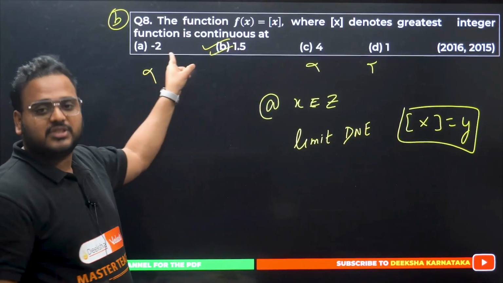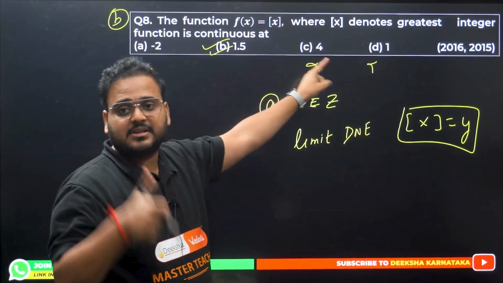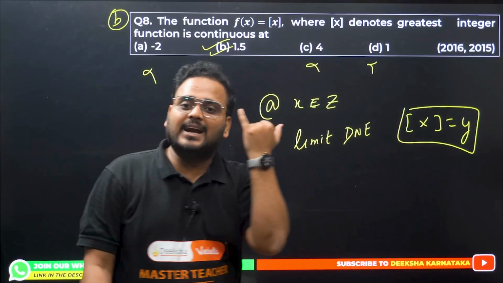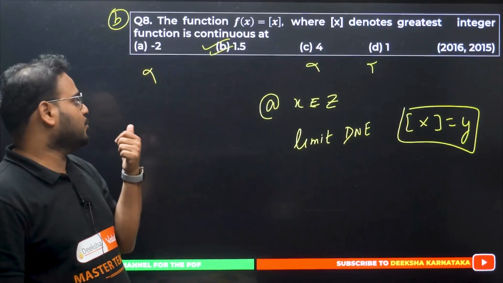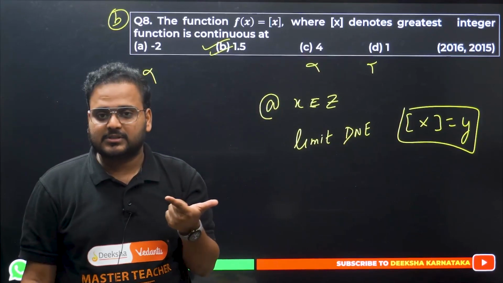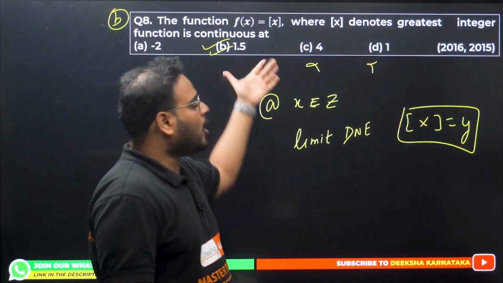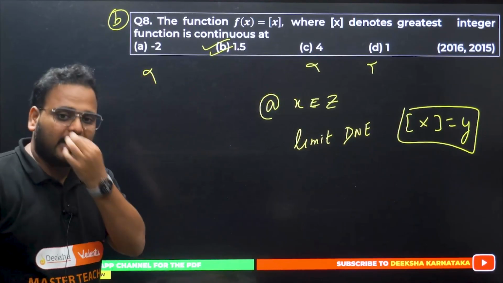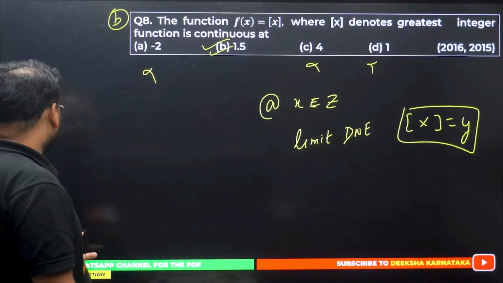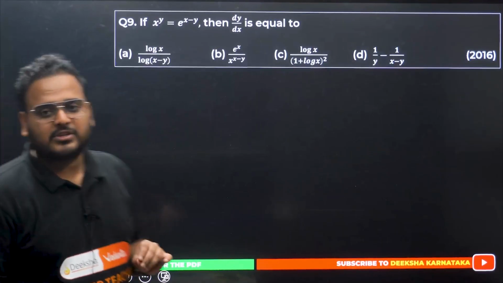Is minus 2 an integer? Yes. 4 an integer? Yes. 1 an integer? Yes. Means at 1, 4 and minus 2, the function is discontinuous. So continuous at which point? Option B, which is minus 1.5, which is not an integer. Question number 8 is done. Now, question number 9.